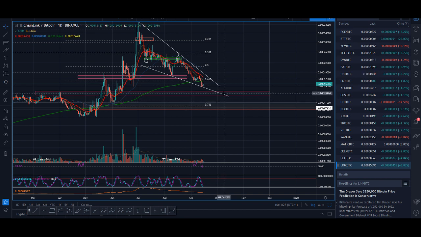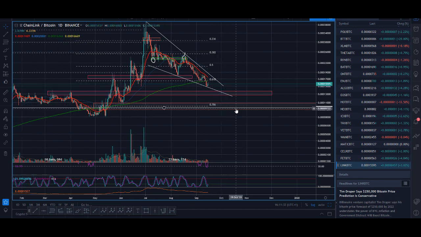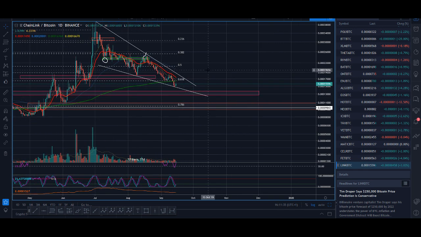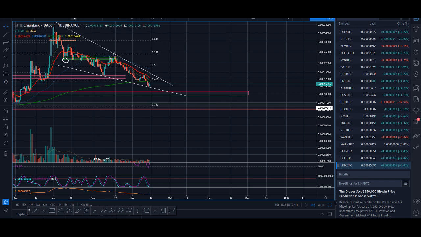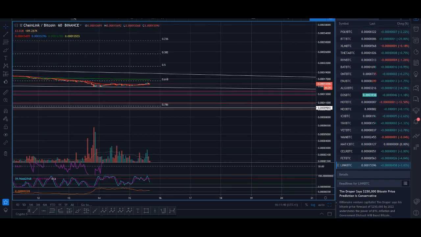So yeah, these are two levels. So the 1300 zone and then the 10,000 zone. Those are two zones I would be looking to buy Link, unless it breaks out here and pulls back and gives me a pullback to my moving average strategy.